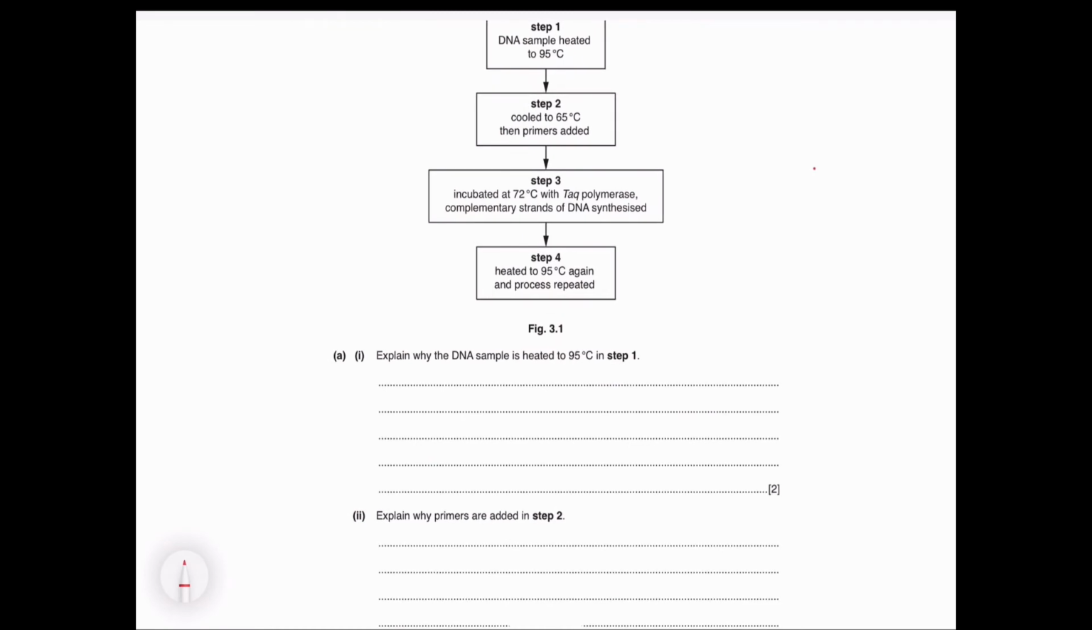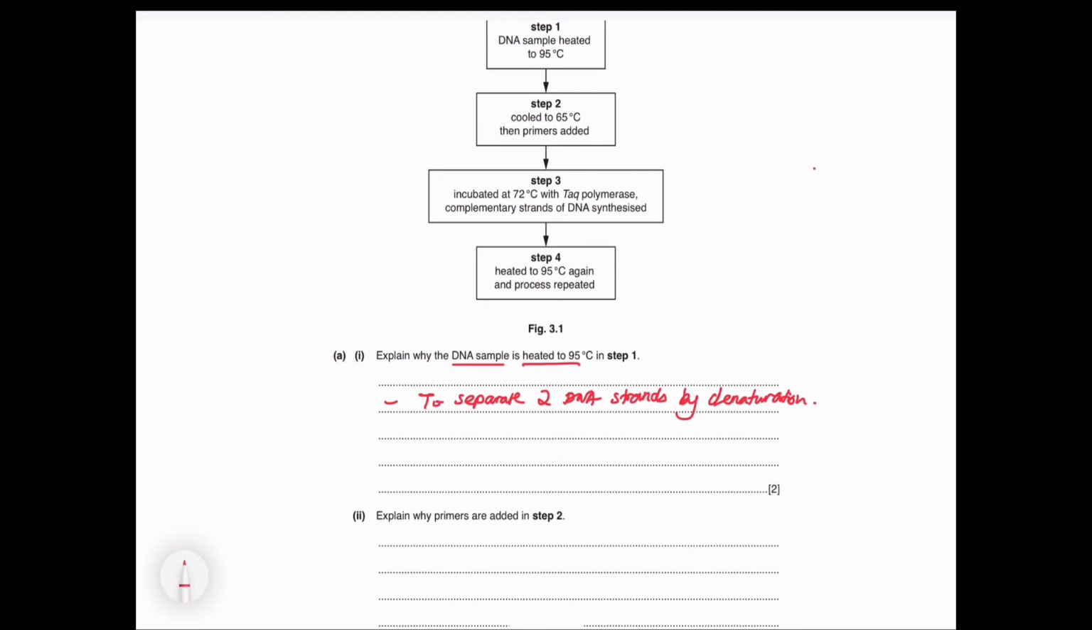Therefore, the question started with why the DNA strand is heated to 95. So if you know only denaturation, what else can you elaborate? So we know that it's to separate the 2 DNA strands by denaturation.